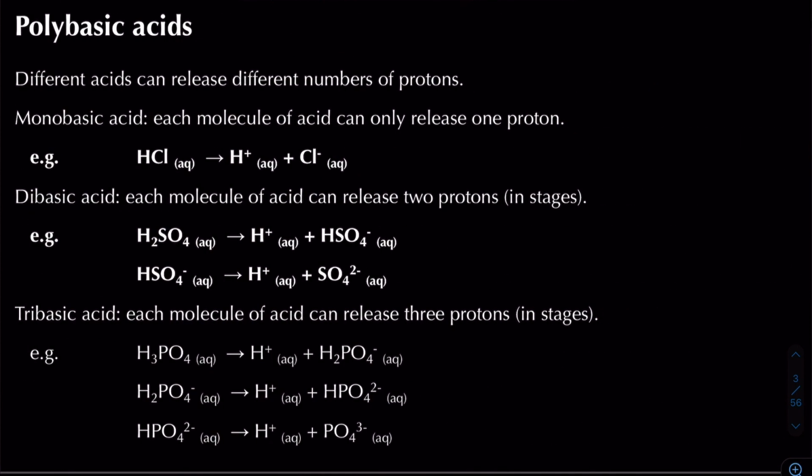So if we go back to acids for a second, we've got 3 different types of acids that we need to be aware of, 3 different classifications, and this comes with this idea of polybasic acids, and that's that different acids can release different numbers of protons. Monobasic acids release 1 proton, dibasic acids release 2 protons, and tribasic acids release 3 protons. But remember, this happens in stages, where you've got the first proton dissociating, then the second one in sulfuric acid, but then if you look at phosphoric acid, you've got first, second, and then you've got the third one as well.